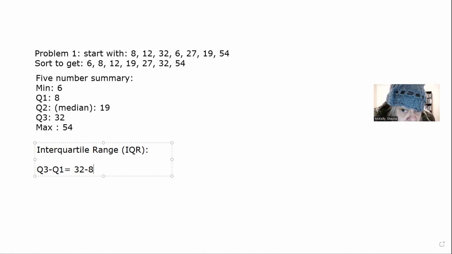32 minus 8 is 24. So we have the 5-number summary, we have the interquartile range. That's how you get the IQR. Now, when you want to actually draw the box plot, yes, your calculator can do this for you. I'm going to do it for you by hand on this small data set and then show you how to do it with the calculator.